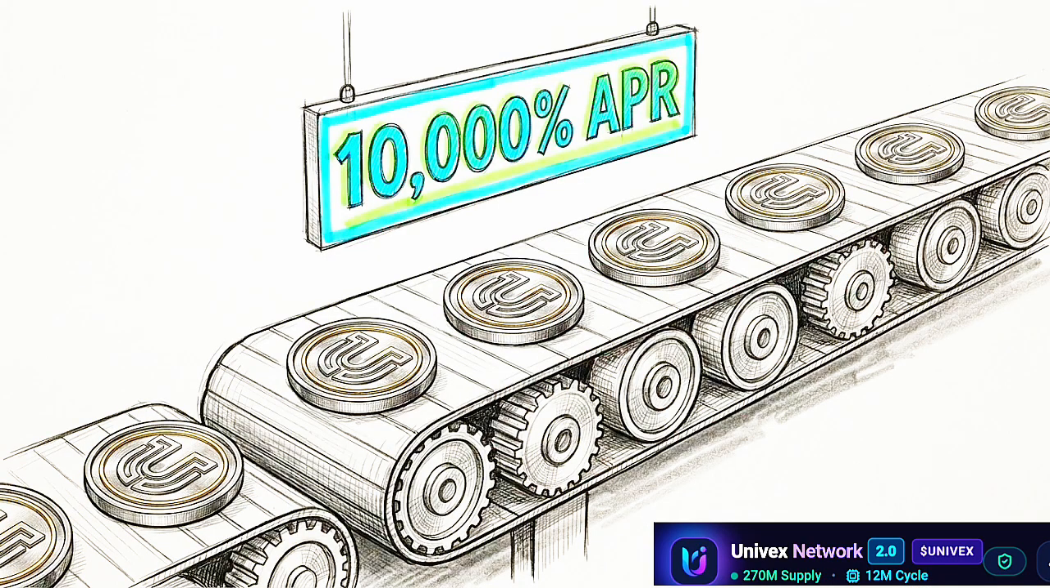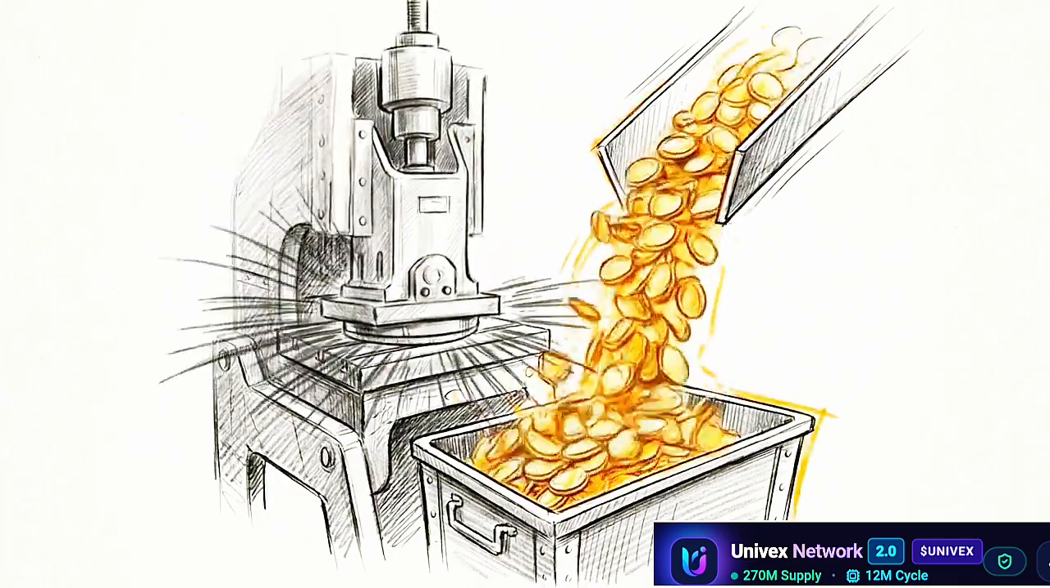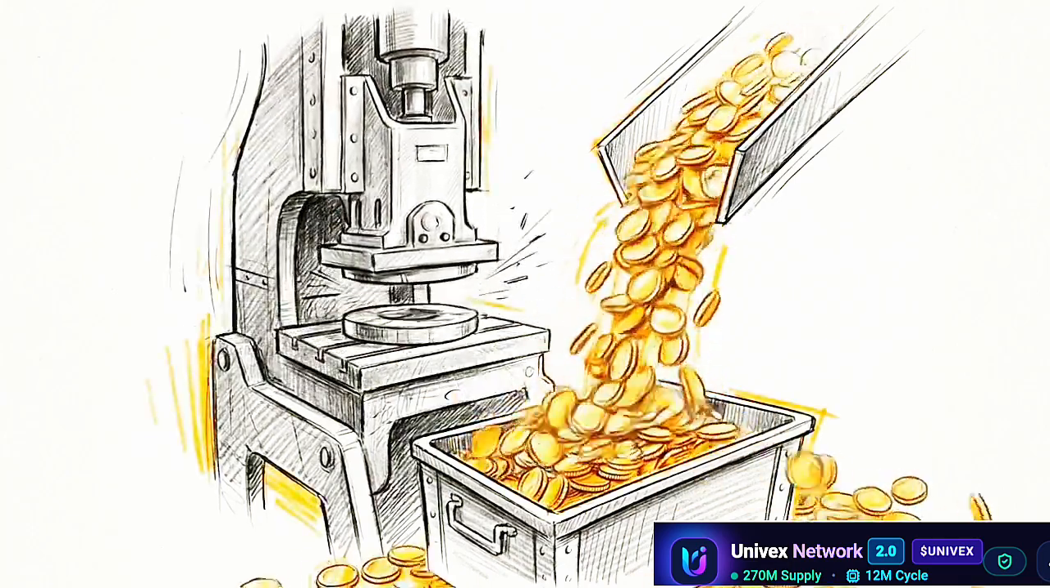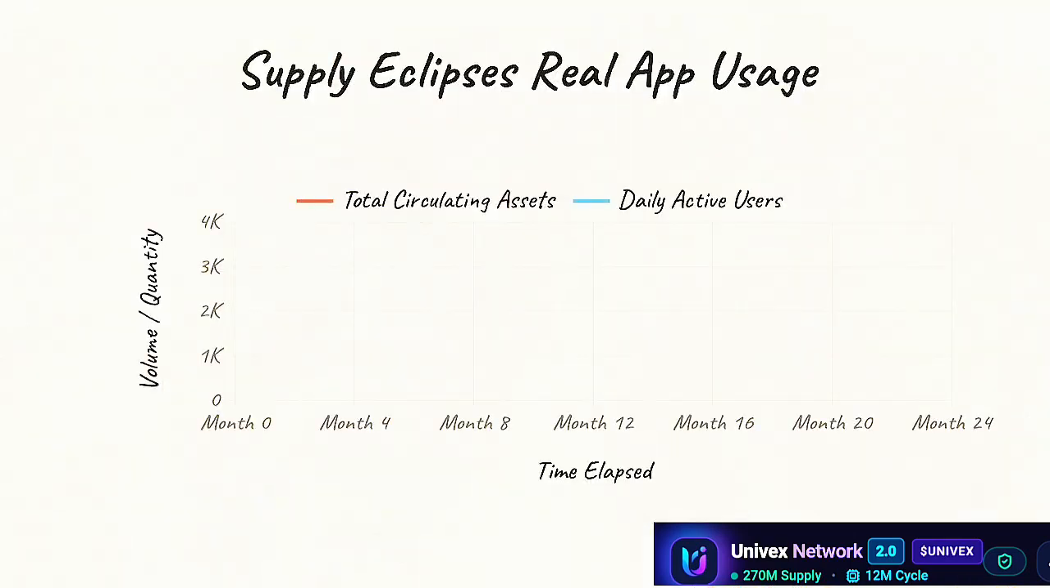Univex intends to kickstart its network by distributing high-yield token rewards. The goal is to incentivize initial users and artificially generate market attention. To pay out those high yields, the protocol has to mint new tokens. Mechanically, the total supply must aggressively and continuously expand. Let's look at this graph to see the mathematical relationship between that supply expansion and real-world application usage over time.